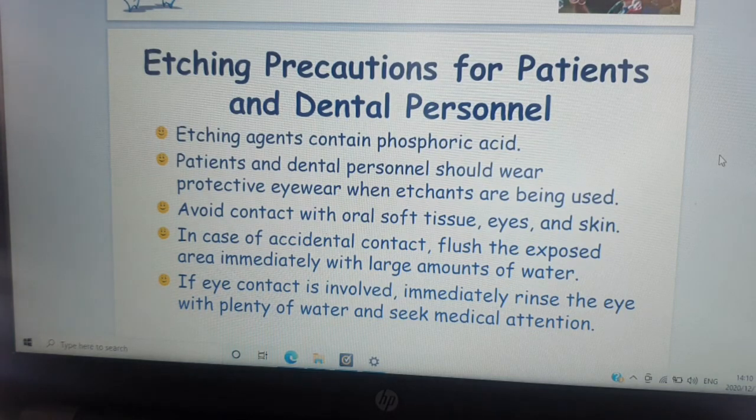It does not allow for accidents, but in the event that an accident would occur, obviously stop what we're doing, immediately stop the procedure. You or the patient would then have to go to the nearest tap essentially and flush the exposed area immediately with a copious amount of water. And if eye contact is involved, immediately rinse the eye with plenty of water and seek medical attention. Like I said, I'm just running through this because I've yet to hear of an etching incident. It almost doesn't happen. But anyway, let's just run through that.